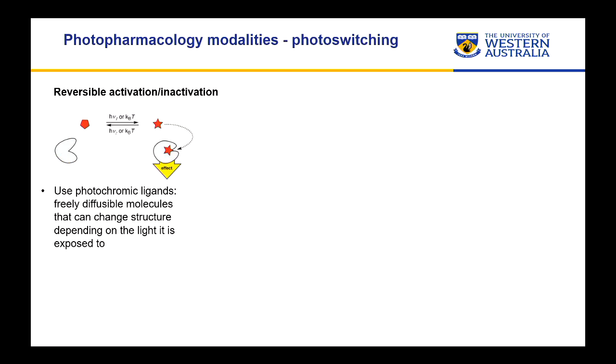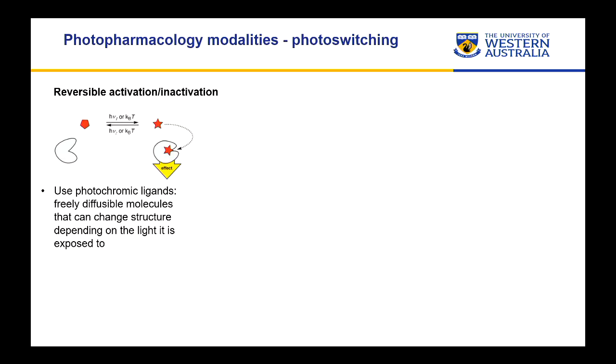So in reversible activation or inactivation, this is where the reaction can go two ways, right? And in this, again, we have our receptor or our target, could be a transporter, whatever. So we have, say, a compound, a molecule, and depending on the light that we apply, we can change its structure. This is what we call photochromic ligands. This is just a fancy term for a photosensitive ligand. And they're freely diffusible. So if we put them into a system, they're flying around the extracellular space. They could be flying around the inside of a cell, whatever.